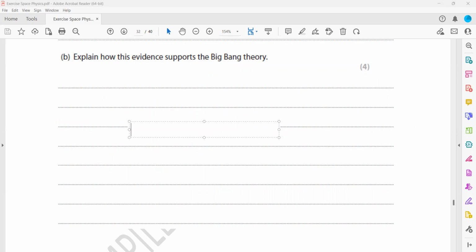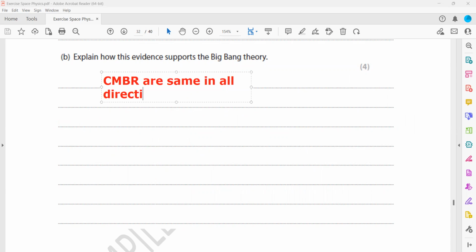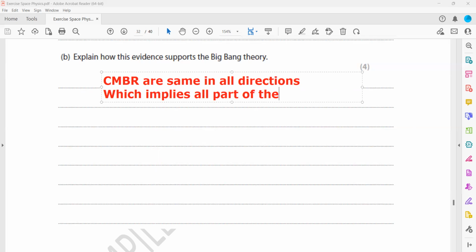So the points which we will mention: number one, the cosmic microwave background radiation appears to be the same in all directions, which implies that the universe was in contact, or it exploded and just scattered into the surroundings. That is one thing. And the wavelength increases.